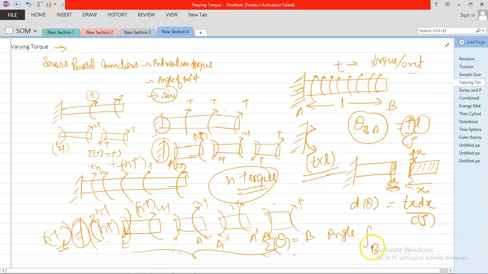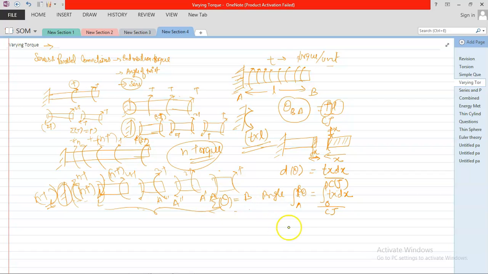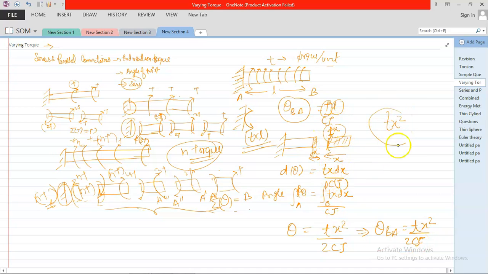Now, in order to find the whole theta, integrate it from B to A, with x from 0 to L, by CJ. So if you obtain the value, theta is equal to small t into x square by 2CJ. That means theta B to A would be small t into x square by 2CJ. Now you can also suppose this is given as Tx square, which means it is forming a parabolic path. The torque is varying in a parabolic path.